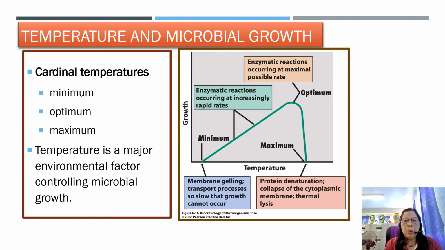The difference between the optimum and the maximum is that the optimum is the desired temperature in which the highest peak of microbial growth is present. For the maximum temperature, this is the highest temperature in which microorganisms could grow, but it does not mean that this is the peak of the microbial growth. It is the optimum temperature that provides the best bacterial growth.